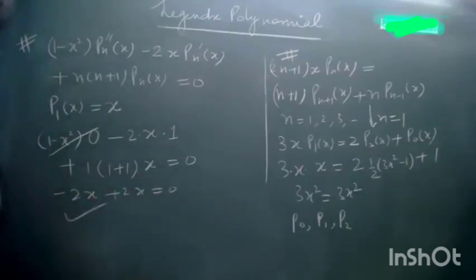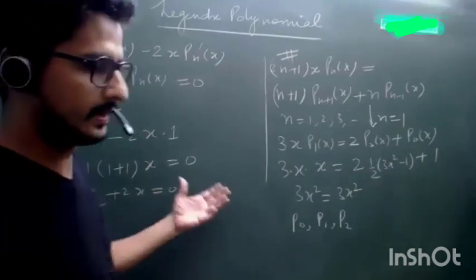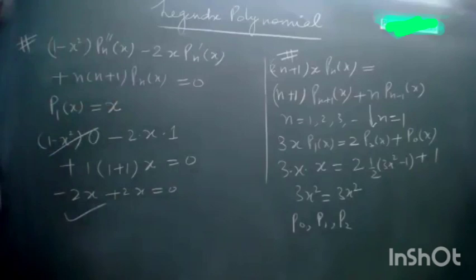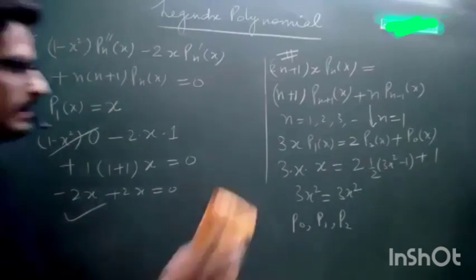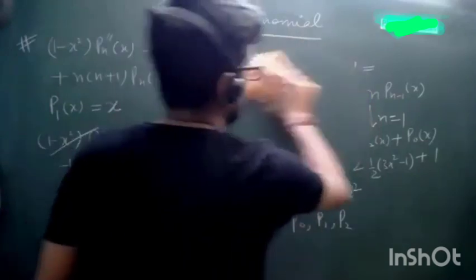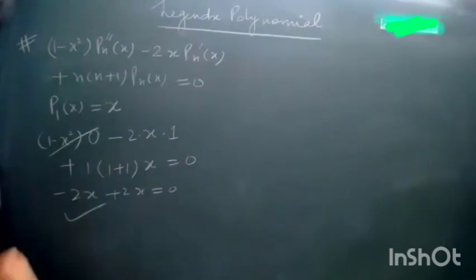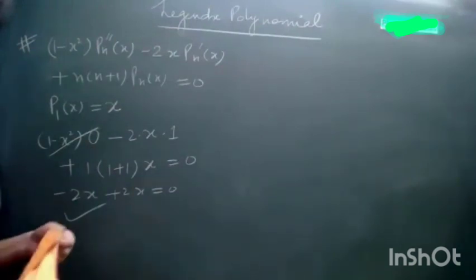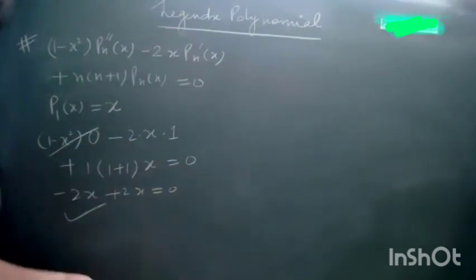So this is checking by substitution. You understood this point or not? Yes, sir. Now, what is the name of Pn of x? Legendre's polynomial. Very good.